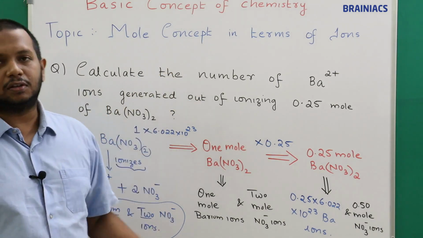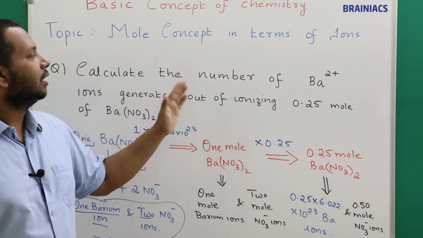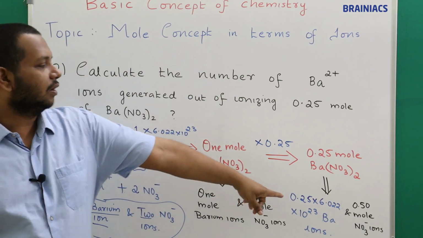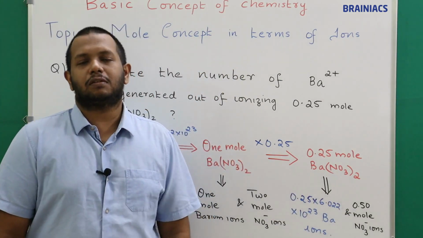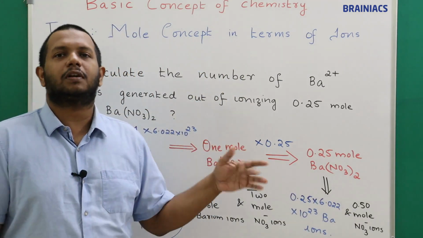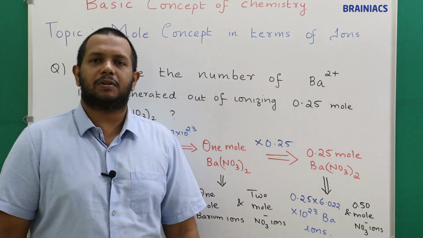In this question they are asking you barium ions. Next time I can ask you to calculate the number of nitrite ions. Nitrite ions means what will be the answer? 0.50 mole. 0.50 mole means 0.50 into 6.022 into 10 power 23.